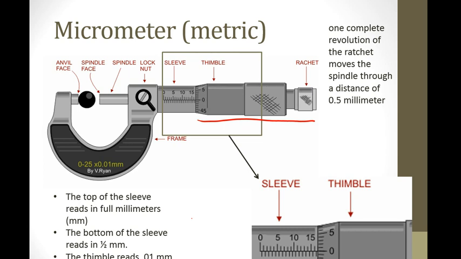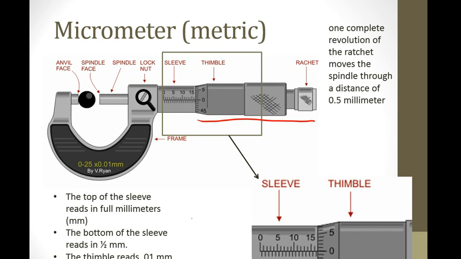So this is an incredibly small distance, and it's important to know that the top of the sleeve reads in full millimeters. So my object right here is, we know it's got to be around, let's see, there it goes, about 13 millimeters. But it's not exactly 13 millimeters, so we need to go to the next level of accuracy. The bottom of the sleeve reads in 1/2 millimeters, and the thimble, which is this rotating part right here, reads in 1/10 of a millimeter.